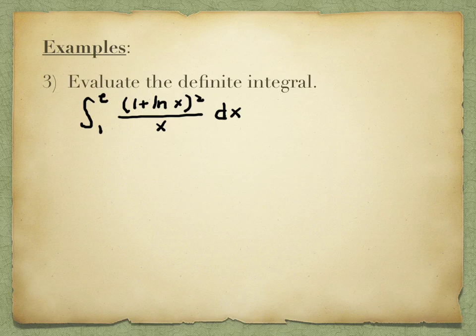U substitution sounds like a good idea. What do you think you might want to let u be? 1 plus natural log. That sounds like a good plan. And why in the world do we want to do that? The derivative is 1 over x.